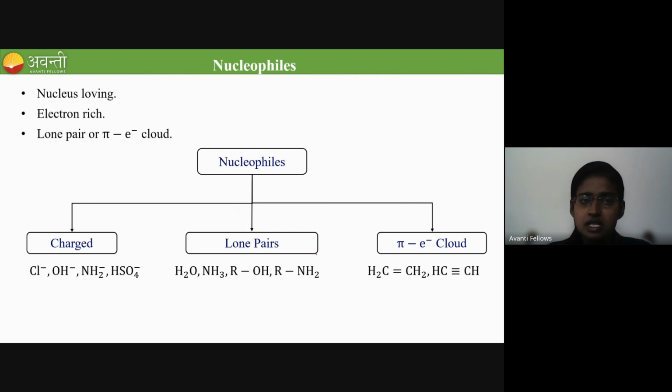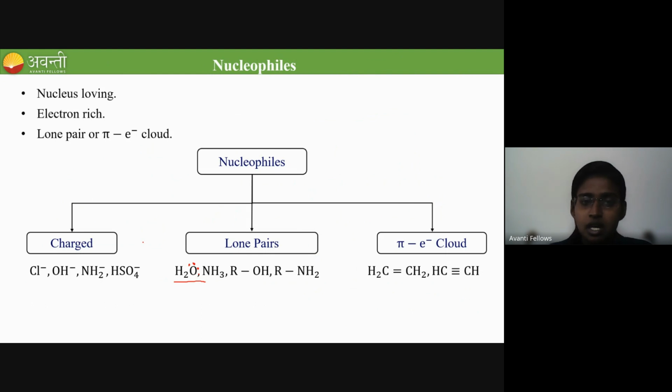In the charged category, since they are electron rich species, negatively charged species fall under it. So Cl minus, OH minus, NH2 minus, HSO4 minus all fall in this. Then the compounds containing lone pairs, like H2O. In H2O, oxygen has two lone pairs, and because of those two lone pairs it acts as an electron-rich species. Through this lone pair it forms a bond with another atom, donating its electrons.